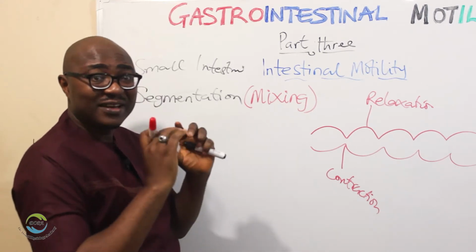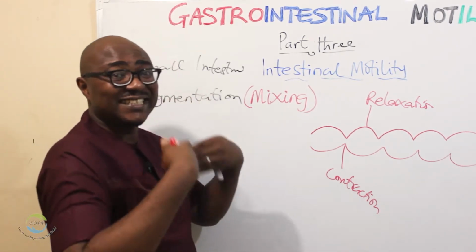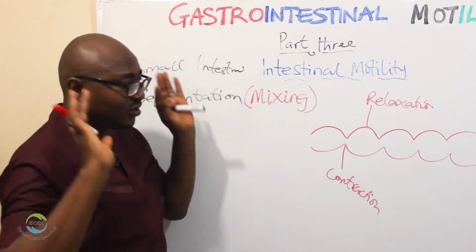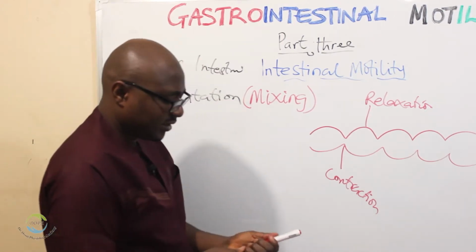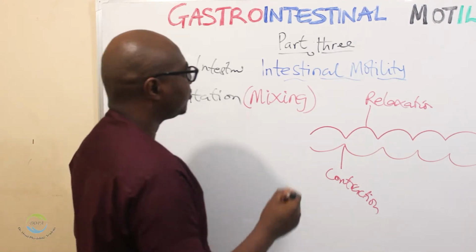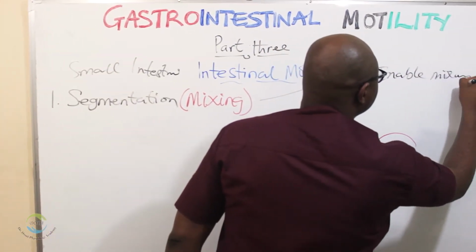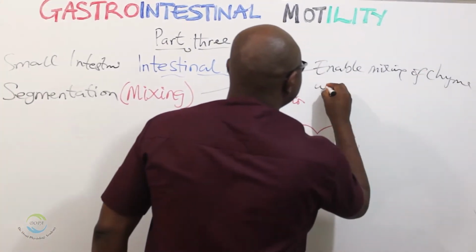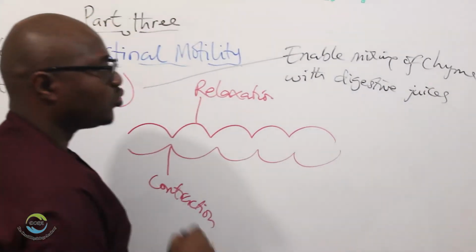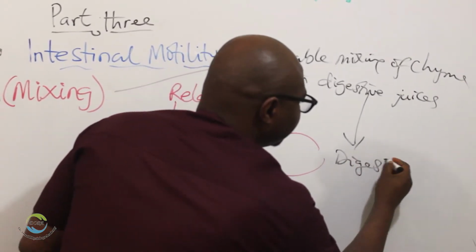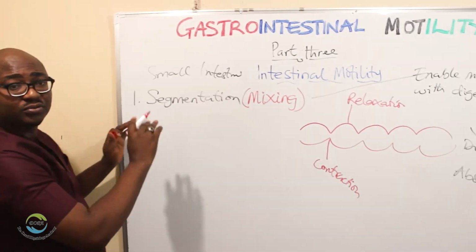Remember, whenever food enters the small intestine, there are two responses: contraction of muscle, and release and secretion of enzymes, electrolytes, water, fluid. So that mixing is to enable digestion, because the small intestine is the domain of digestion and absorption. So the purpose of this is to enable mixing of chyme with digestive juices, to now enable digestion and absorption. All right, so that's what happens. Segmentation.